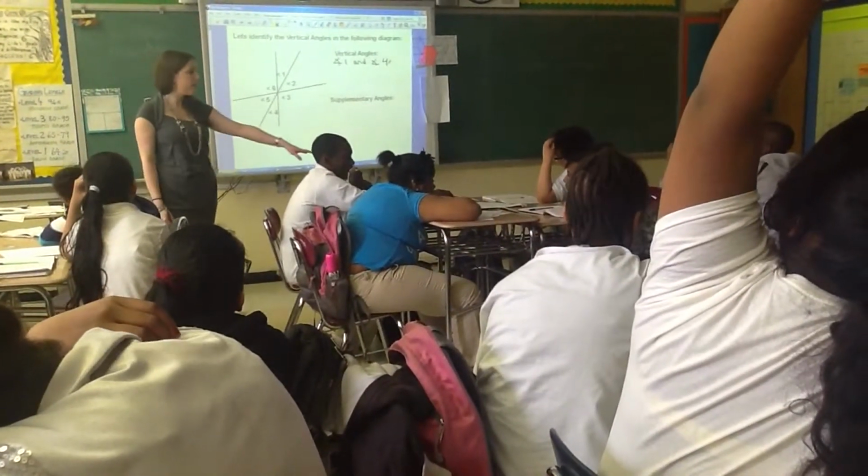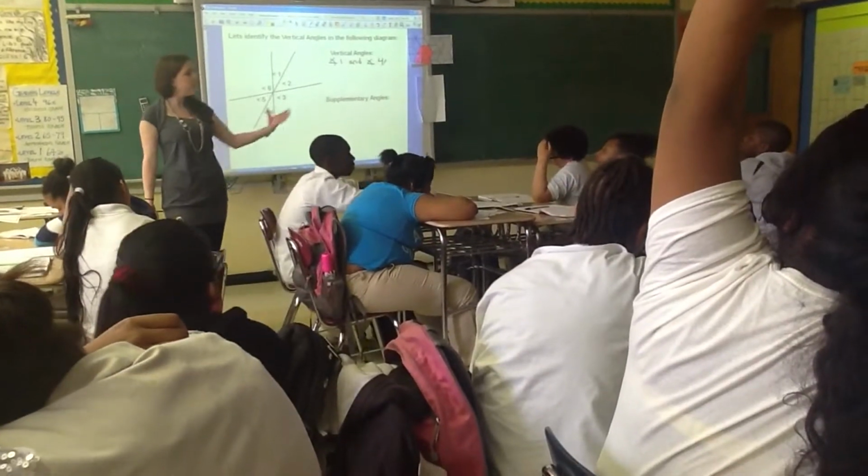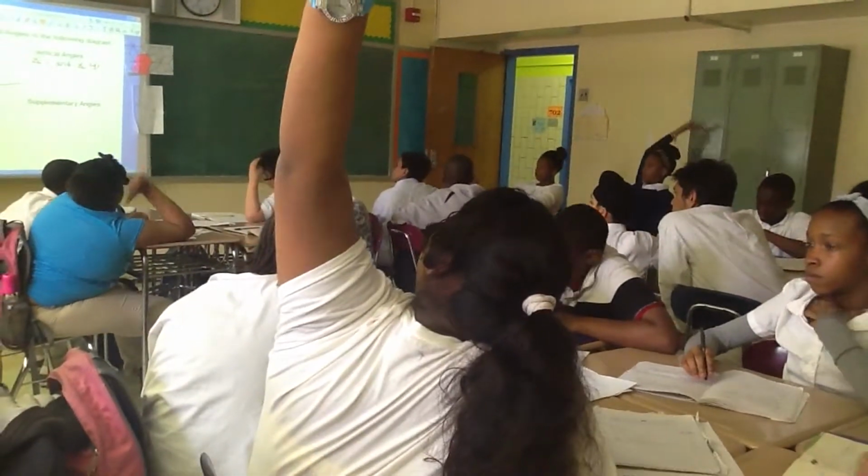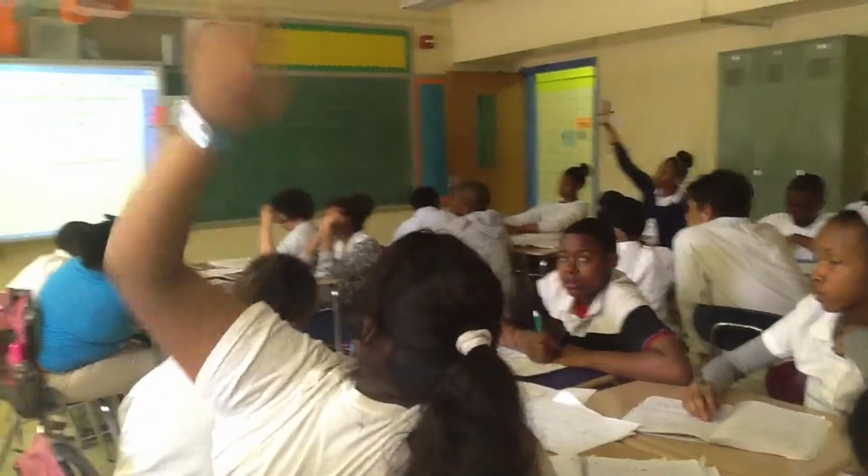Okay, Michael, we're going to get back to you. Maybe someone can help Michael out. What do you think about them might make them vertical angles? 1's up and 4 is down. Up is opposite of down, so they're opposites and they make it vertical. Okay, anyone else want to have a question?